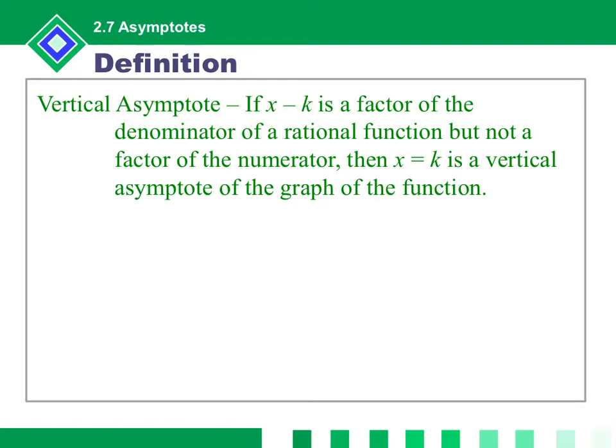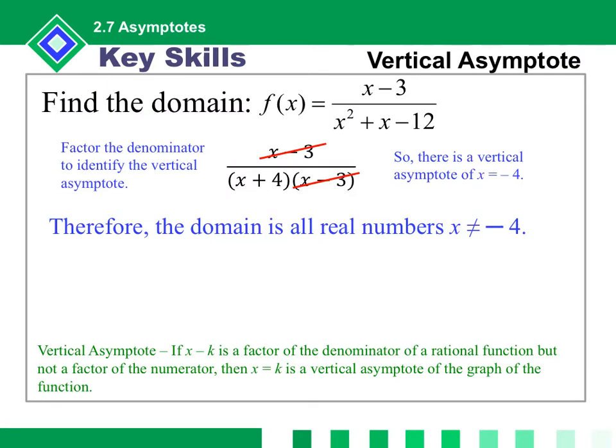So here let's define a vertical asymptote. If x minus k is a factor of the denominator but not a factor of the numerator, then x minus k is a vertical asymptote of the function. Let's do an example. Find the domain of this function. So the first thing is to factor the denominator.